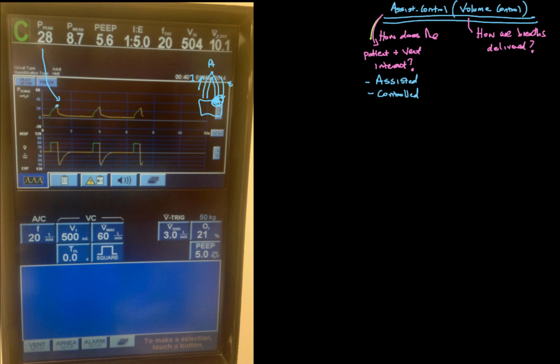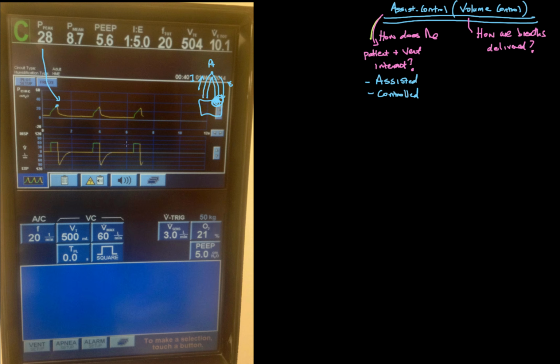And then this is our minute ventilation. So 500 breaths a minute over the whole minute. So if you think of 500 mils times 20, should be about 10 liters, right? And that's what it is, so 10.1 liters per minute of minute ventilation. Okay, so these are our measured values. These are our input values that we select. And then these are our waveforms.